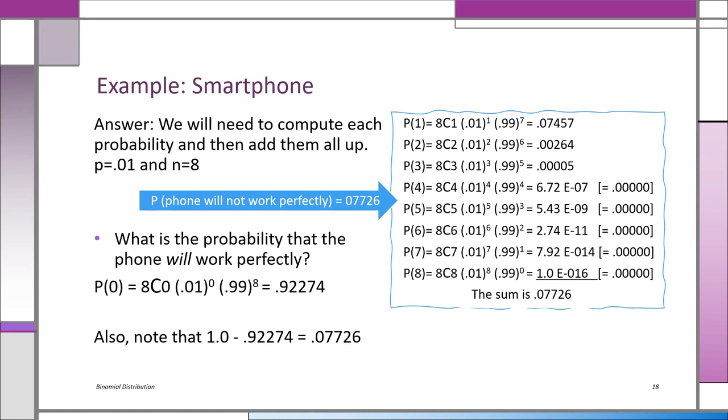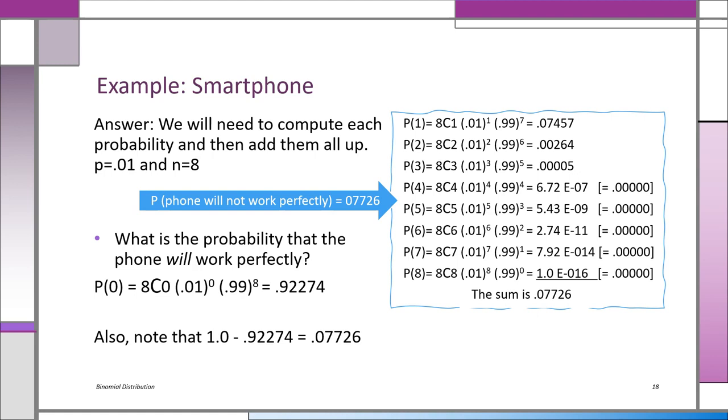Instead of getting all of those binomial terms and adding them up, getting the sum of all the binomial probabilities of the various ways that we could get a defect, we could just get the probability that there's no defect, that the phone works perfectly. And that's not what we want, of course, but if we take 1 minus 0.92274, that's everything else. That's the probability that it will not work perfectly. And it turns out 1 minus 0.92274 is indeed 0.07726.